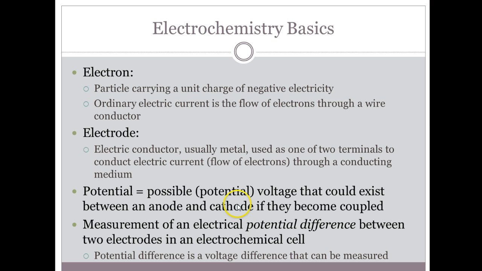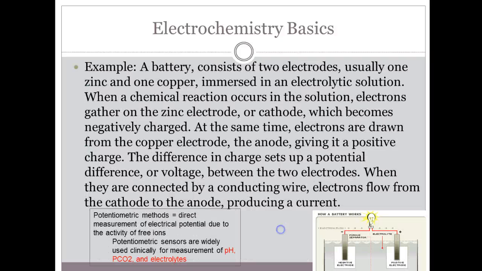What we measure is the electrical potential that could exist between the anode and the cathode if they become coupled. The measurement of the electrical potential difference between two electrodes in the chemical cell can tell us how much of an electrolyte, which is what we're testing for in the human body, might be present.